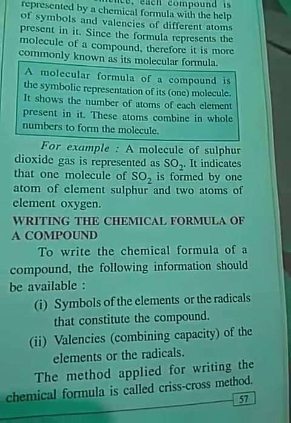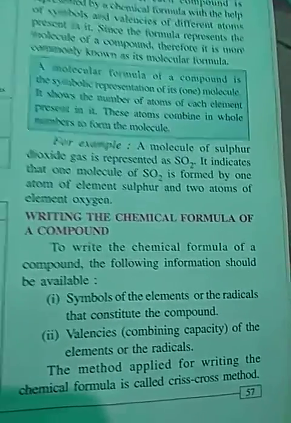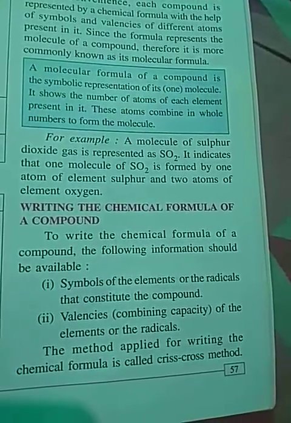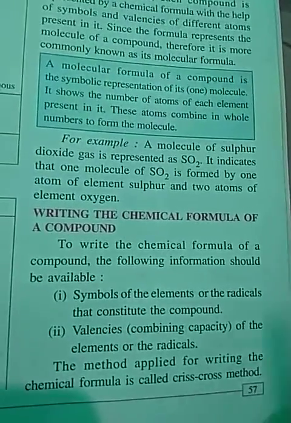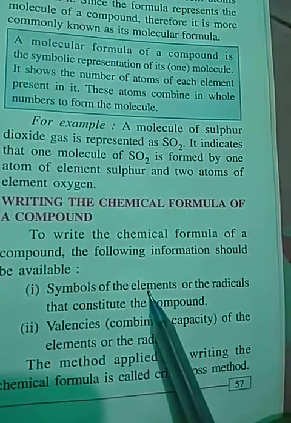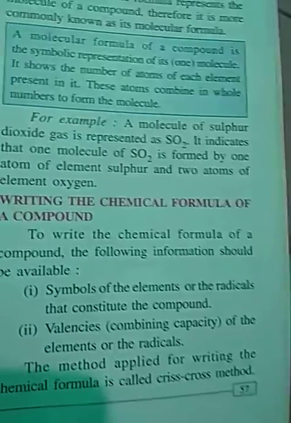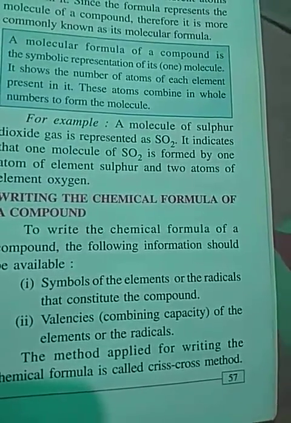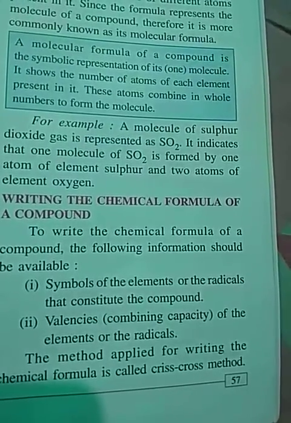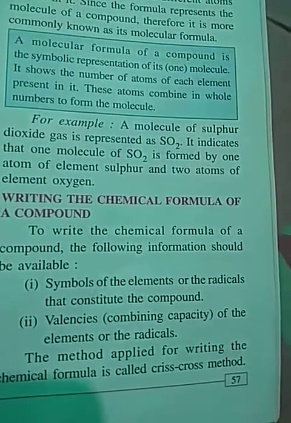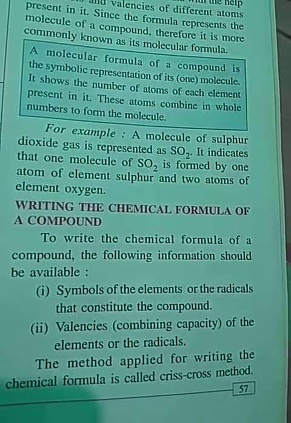Now the question arises how we can write the chemical formula of a compound. To write the chemical formula of a compound, these are the following steps. First of all, symbols of elements or radicals which are present in the compound are written. So symbols of the elements or radicals that constitute the compound. Then valency of elements or radicals.